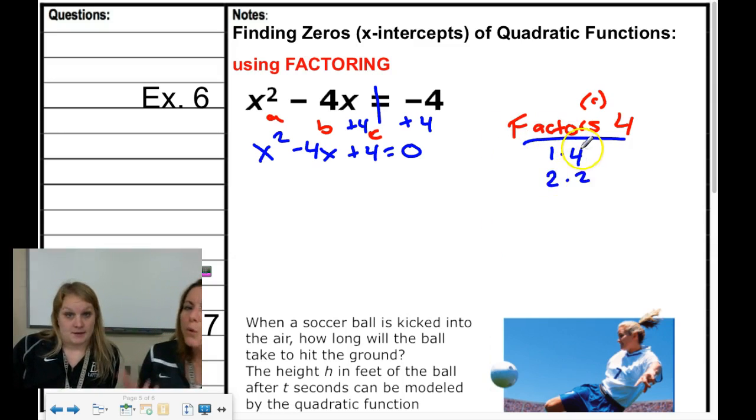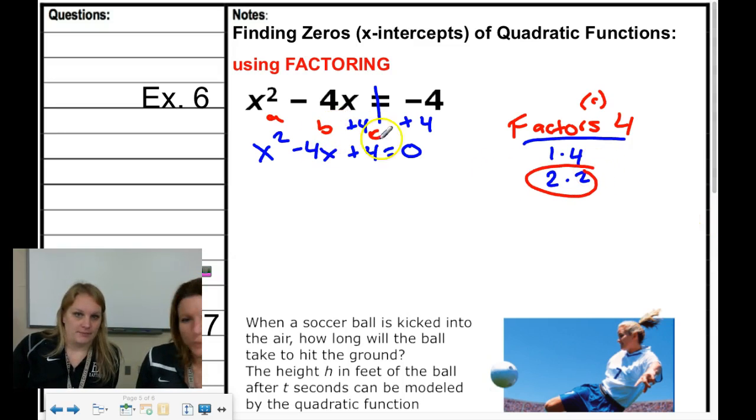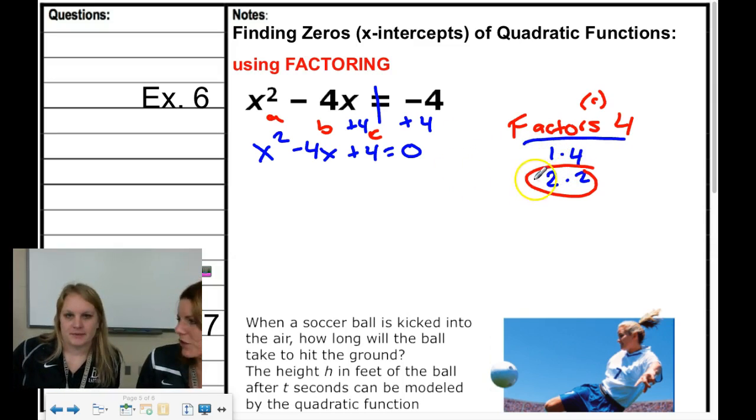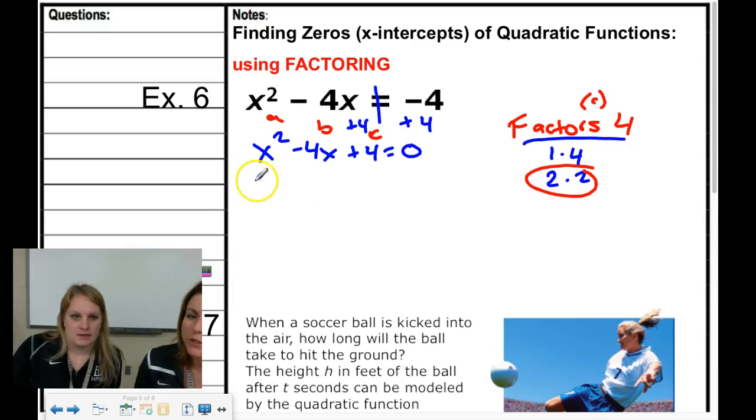Right. So which one are we going to use? Well, we're going to use this one because we need them to add together to get negative 4. And here, if we added them, we'd get a 5, or if we subtracted them, we'd get a 3, so you're never going to get it. So we're gonna use this one. All right, let's set up our 2 parentheses.